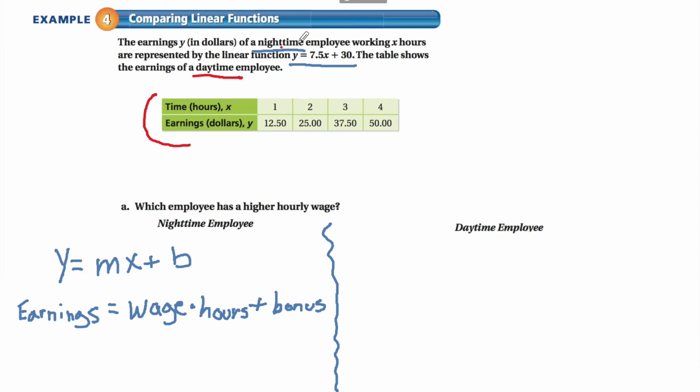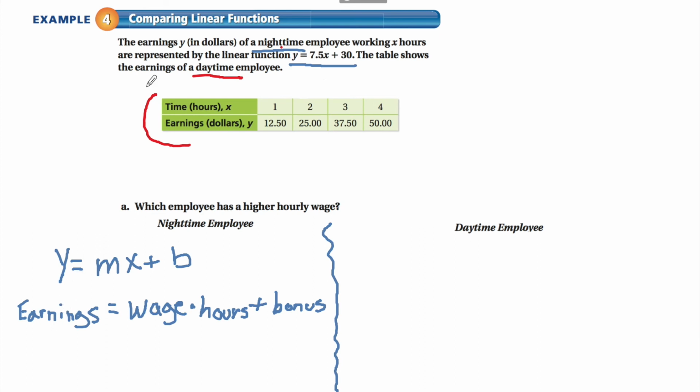The nighttime employee, which I underlined in blue, is y equals 7.5x plus 30. The daytime employee, his earnings are represented by this table. So first, let's take a look at the nighttime employee. The nighttime employee's equation is written in y equals mx plus b. But let's break it down.